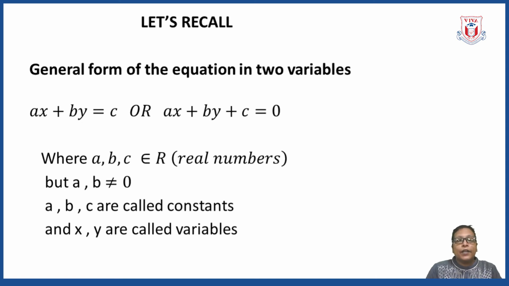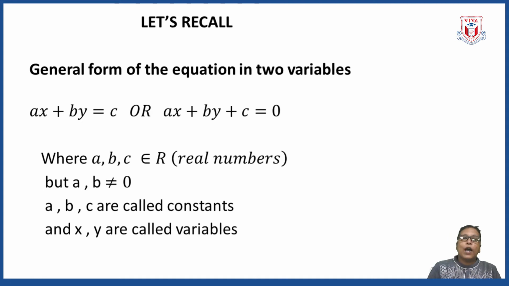The conditions here are a, b, c belongs to R. That symbol, E like symbol, it stands for belongs to. You have studied this in 9th standard in the chapter sets. Okay, that means a, b, c are real numbers. But here the important condition is a and b cannot be 0. You yourself can check. If the value of a and b is 0, then the equation will no longer be the equation in two variables. Okay, so this condition is important, that a and b cannot be 0.